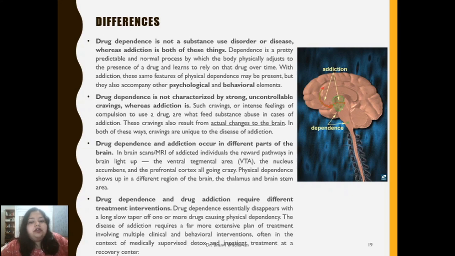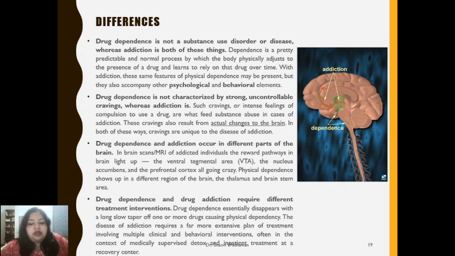Drug dependence and addiction occur in different parts of the brain. When research was done using brain scans or MRI of addicted individuals, the reward pathways in the brain light up. The ventral tegmental area, the nucleus accumbens, and the prefrontal cortex all are going crazy, whereas physical dependence shows up in different regions of the brain, that is the thalamus and the brainstem. Here you can see the addiction pathways. These two arrows indicate this area, and this area is what is stimulated in case of drug addiction, whereas the thalamus area and the brainstem show up in dependence.